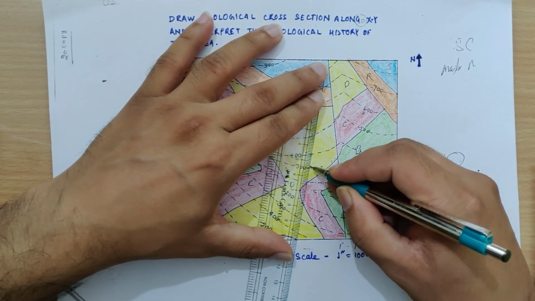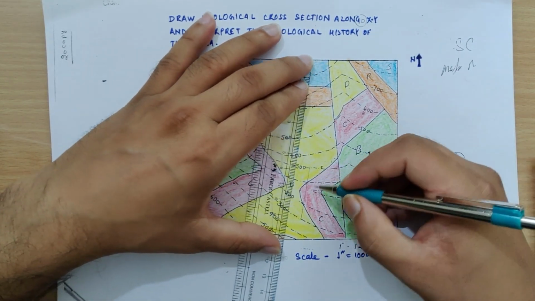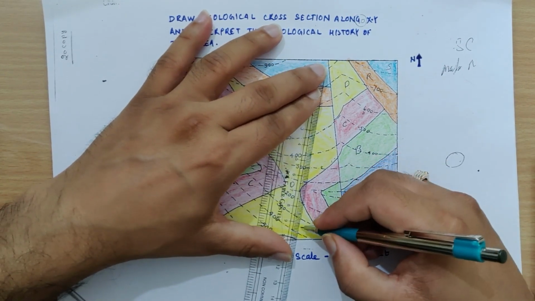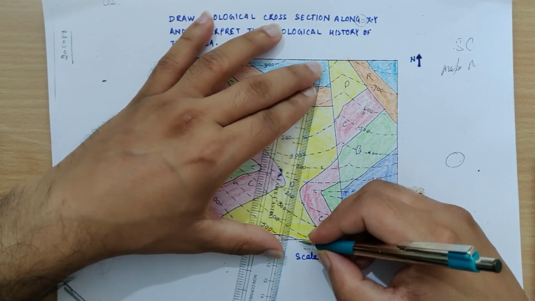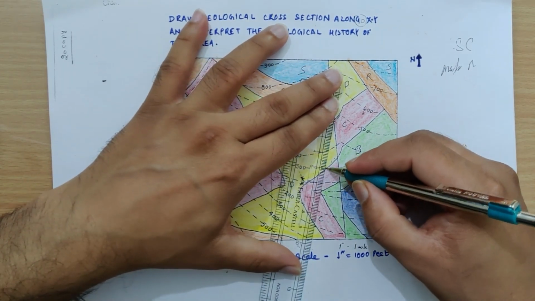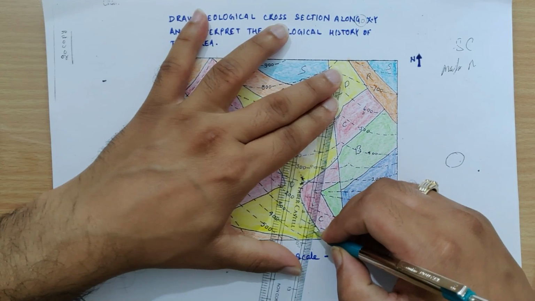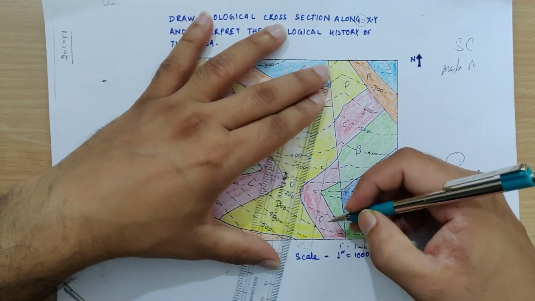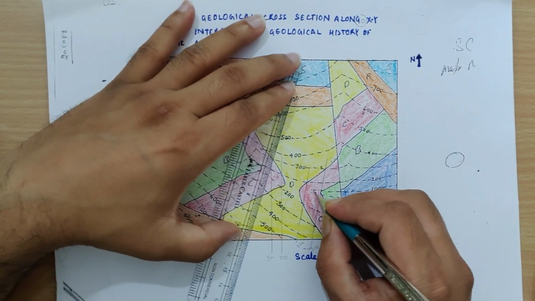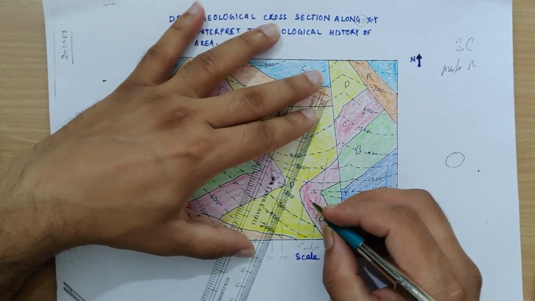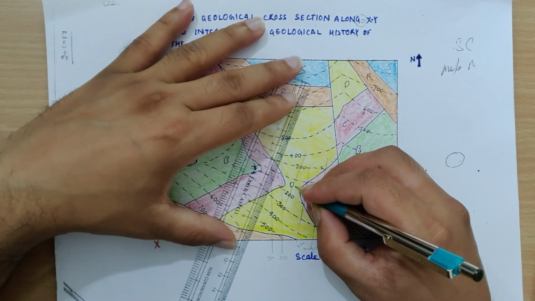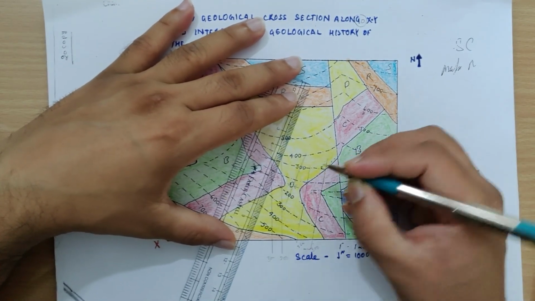So here this is one strike. The value of this strike is 200 again, and here is 300. So here the beds are dipping in this direction. It means if we take this axis, the beds are dipping towards each other.